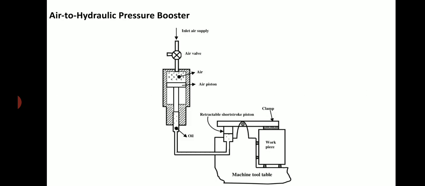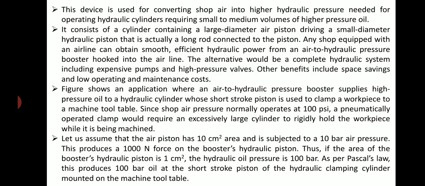Next, second application, air to hydraulic pressure booster, which comprises an air piston, air valve, retractable short stroke piston, clamp, workpiece and a machine tool table. This device is used for converting shop air into higher hydraulic pressure needed for operating hydraulic cylinders requiring small to medium volumes of higher pressure oil. It consists of a cylinder containing a large diameter air piston driving a small diameter hydraulic piston that is actually a long rod connected to the piston.